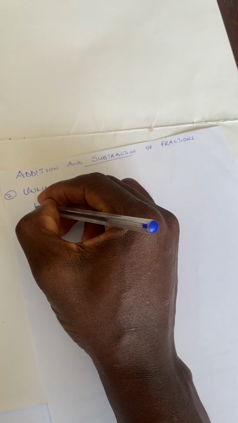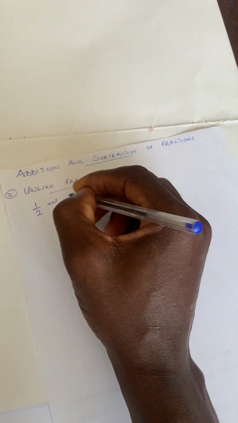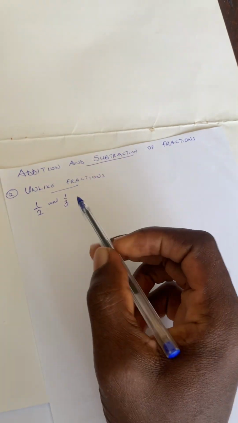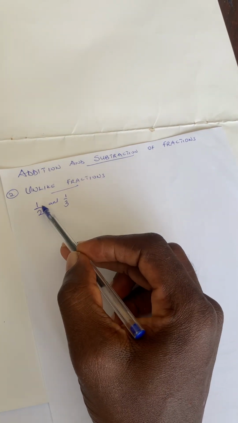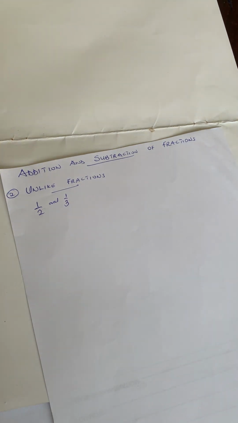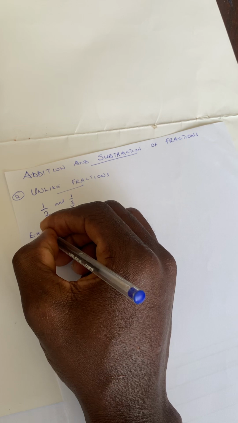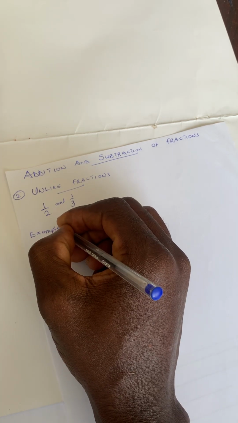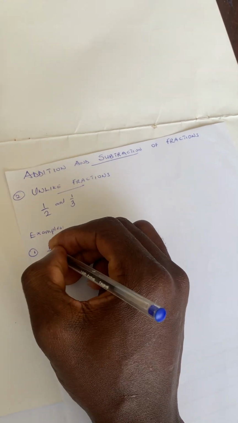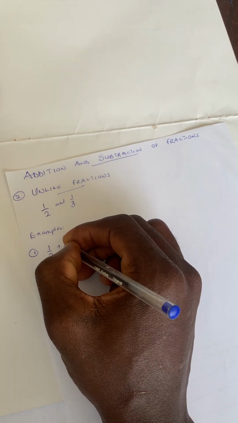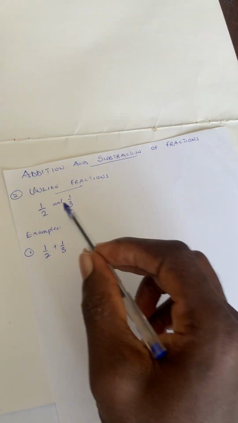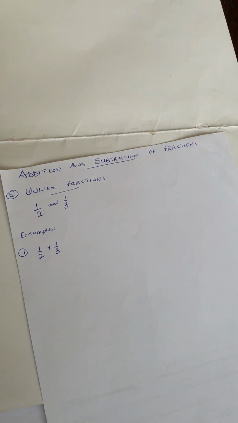Let's take some examples of unlike fractions. You can have 1 over 2 and 1 over 3. Since the denominators are different, then 1 over 2 and 1 over 3 are unlike fractions. All right, let's take some examples on how to add and subtract unlike fractions. So let's start with the examples that we used over here. 1 over 2 plus 1 over 3.